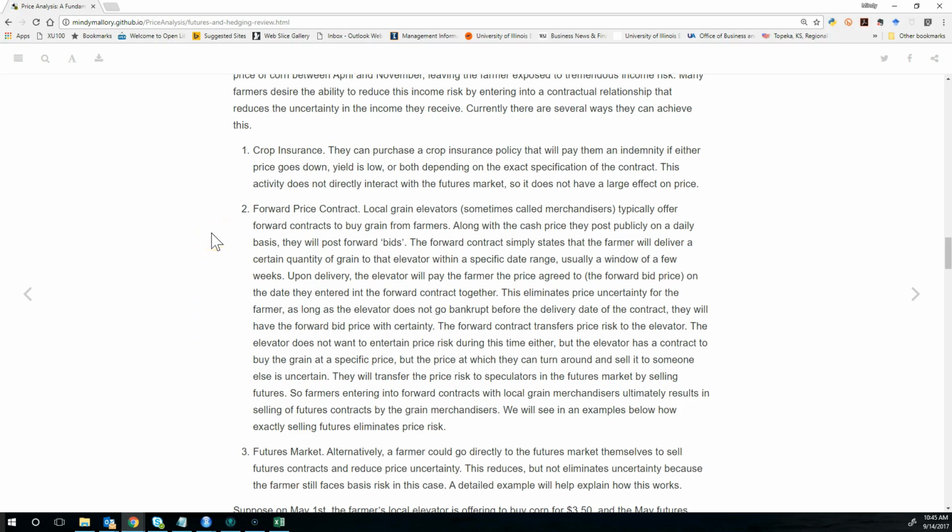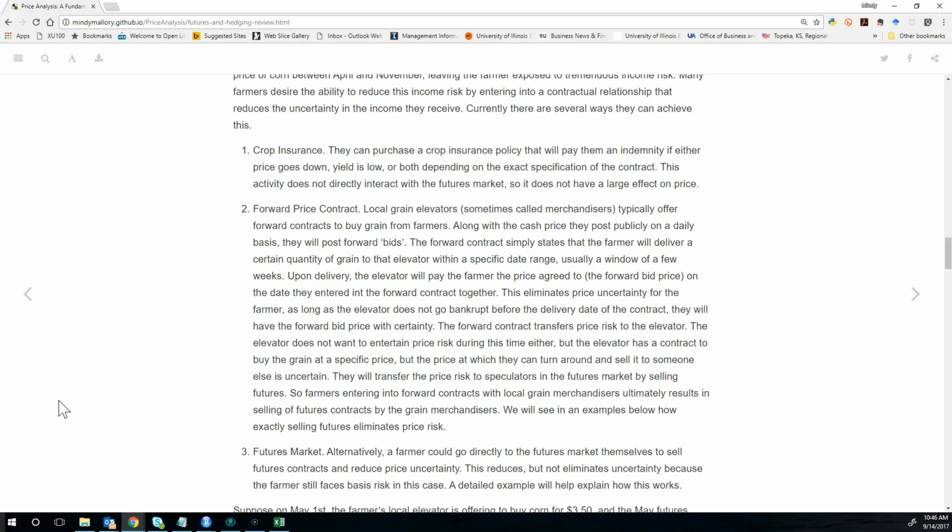Besides crop insurance, the second most widely used financial instrument by farmers is what's called a forward price contract. And this is a contract between a farmer and their local elevator, like the one depicted in the chapter at Royal, Illinois. And these contracts are just where the elevators will post every day not only the cash price at which they're willing to buy, they'll post forward bids. So they'll say, okay, I'll buy your corn today for $3.50, and I'll buy it in October for $3.55, or whatever the market is sort of right at that point.